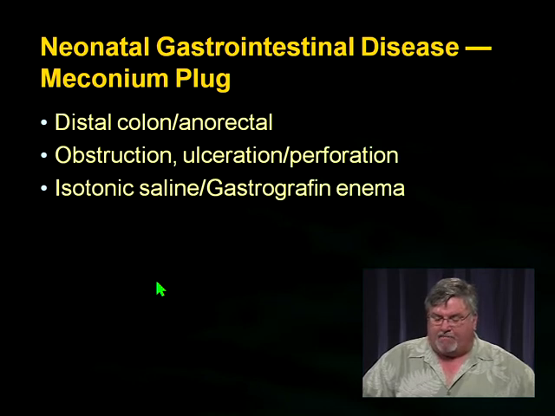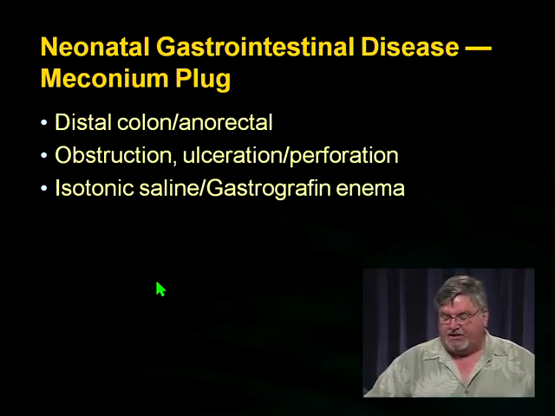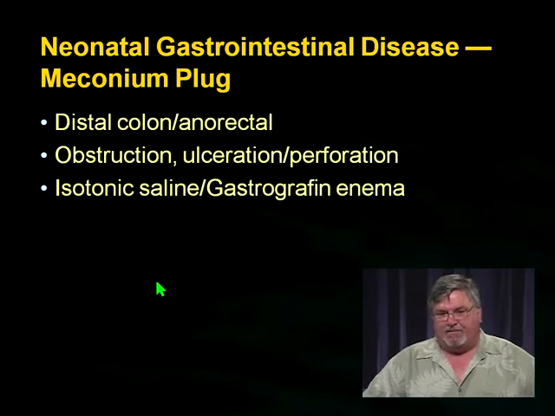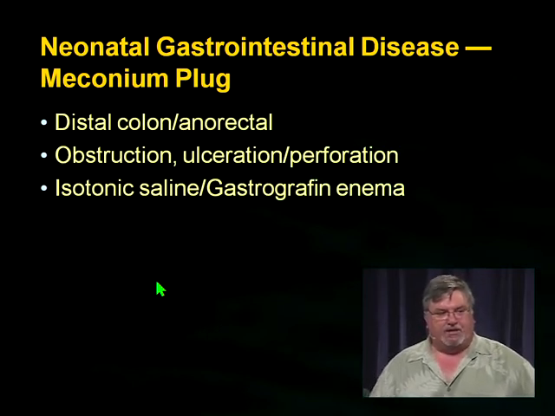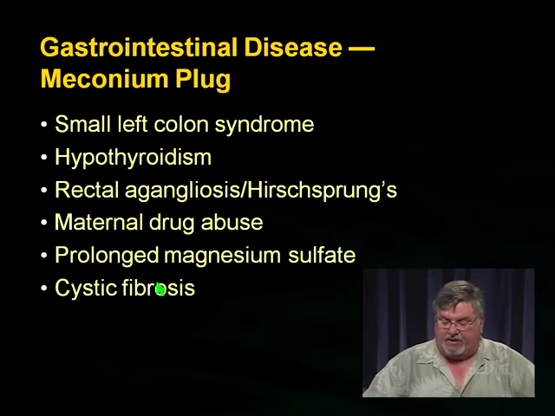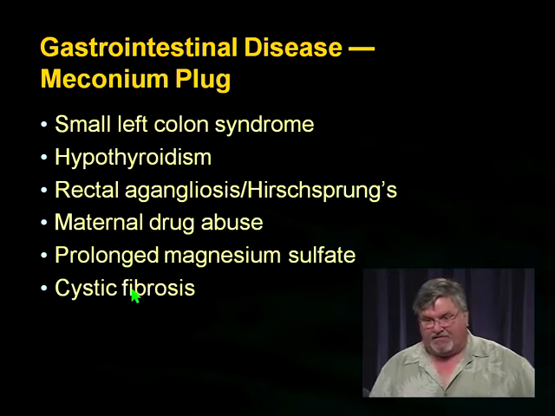So we talked before about meconium plugs. They occur generally in the distal colon or the anal rectal region. They cause obstruction. They can ultimately cause ulceration and perforation. And the isotonic saline or gastrografin enema can be both diagnostic and therapeutic. Diagnostic in that it will show the obstruction, therapeutic in that it often relieves the obstruction. It can cause or be associated with small left colon syndrome, hypothyroidism, Hirschsprung's, can be associated with maternal drug abuse or prolonged mag sulfate in women who have had PIH. And again, here's this little cystic fibrosis issue.